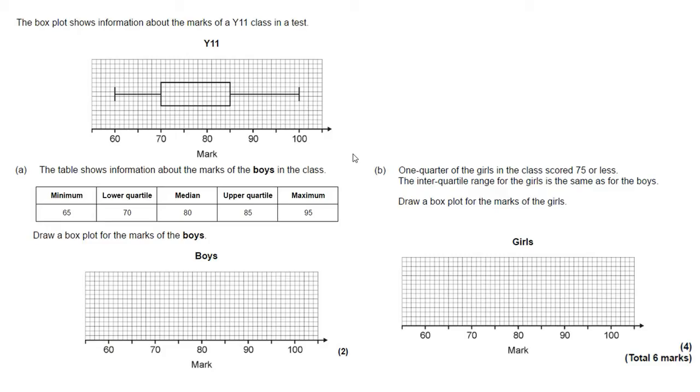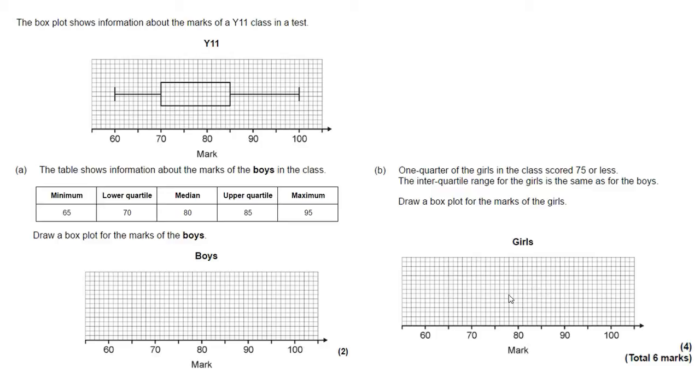So here we have a GCSE exam question on box plots, and you can see they've given you a box plot, so some data to be extracted from that. In part A you've got to construct a box plot, or draw a box plot, for the boys in this year 11 class, and for part B you've got to draw a box plot for the girls. So you've got to, if you like, separate the data between boys and girls, make two new box plots and do a little bit of comparison.